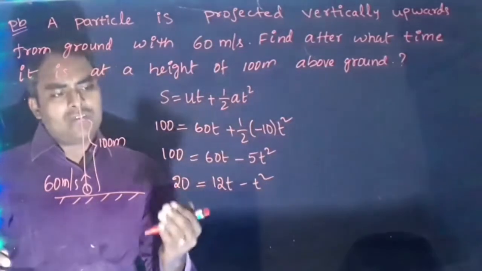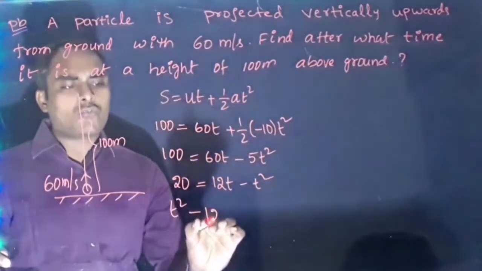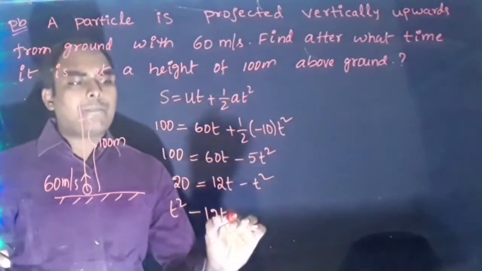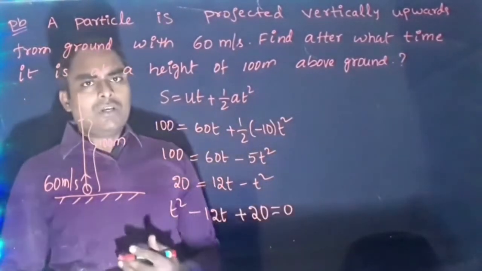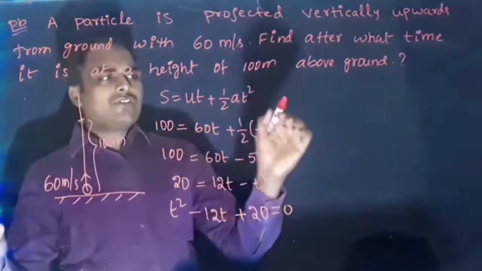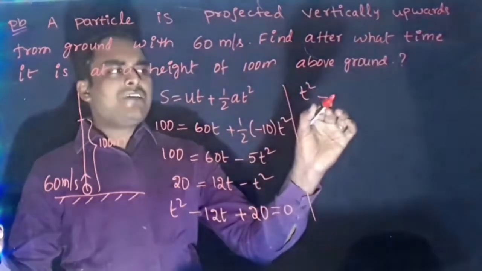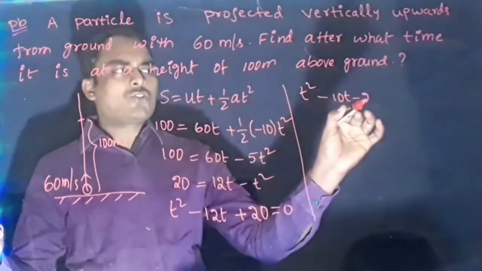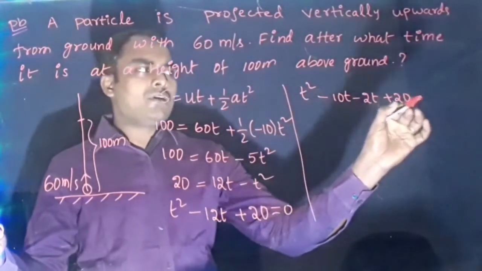So everything will come to the left side. Then the equation becomes t square minus 12t plus 20 equals 0. It is a quadratic equation. We need to find the roots. So this equation can be written, t square minus 12t can be written as minus 10t minus 2t, plus 20, equal to 0.